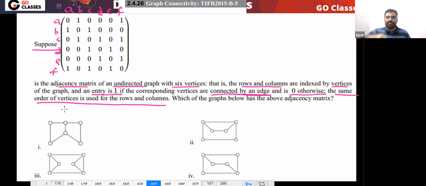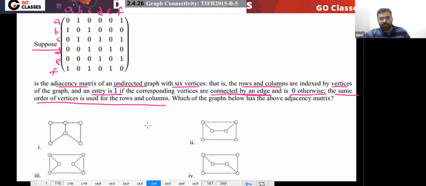Can you notice the beauty of this question? Every detail is given in this question. This is the beauty of a TIFR question. These TIFR and GATE exam questions are very nice questions. These two exams are excellent. Okay, let's see, which will be the answer?